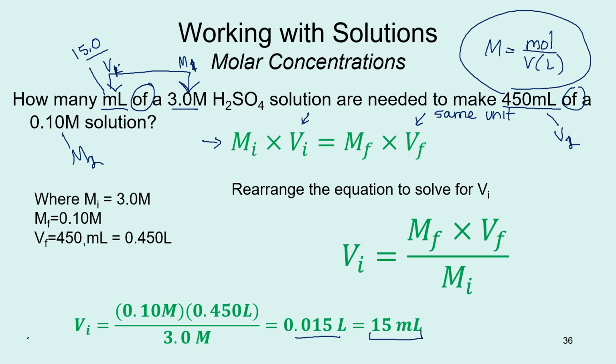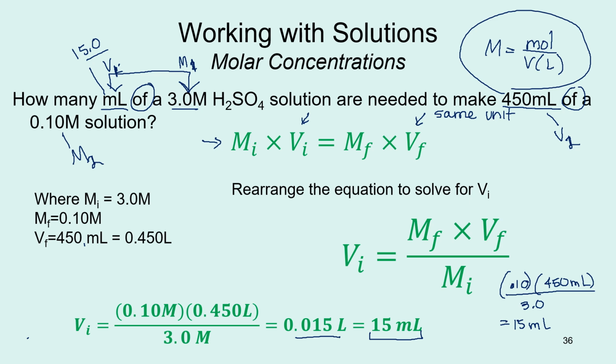Like I showed you, if you just kept 0.1 times 450 milliliters divided by 3.0, then I get 15 milliliters. I don't have to convert.